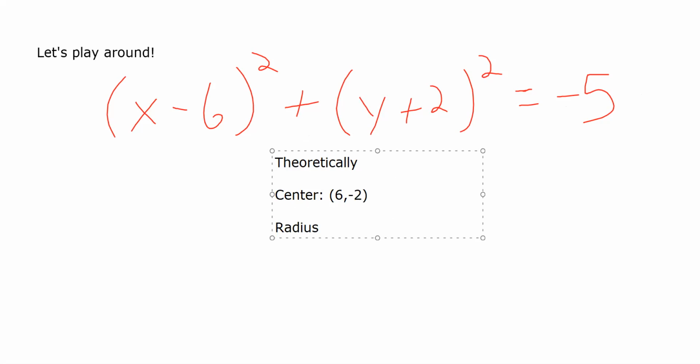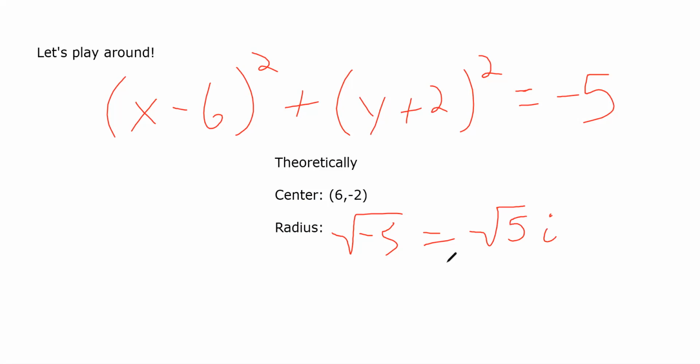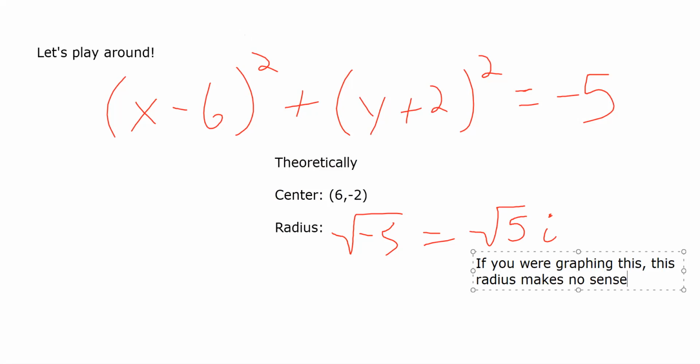But its radius, theoretically, would need to be the square root of -5. Wait a minute. You're trying to take the square root of a negative, you've got to bring i into the mix. And we can bring i into the mix when we're talking about things in theory on paper. But how do you have a radius of square root of 5i? We didn't really talk about the physical interpretation of i so much. This is an imaginary number. So really, if you were trying to graph this, the radius makes no sense.